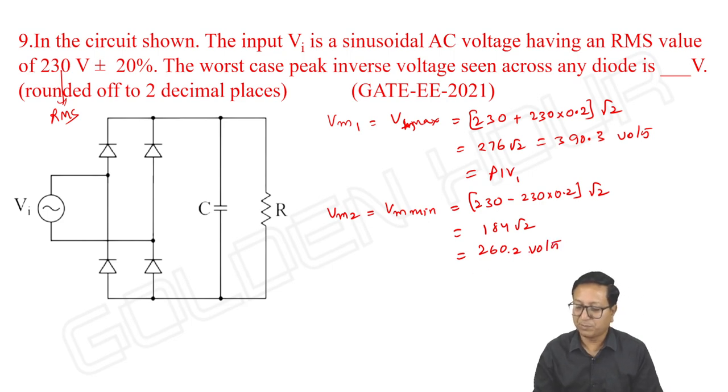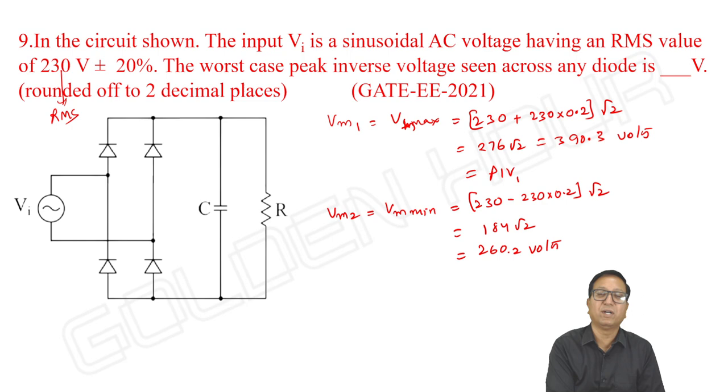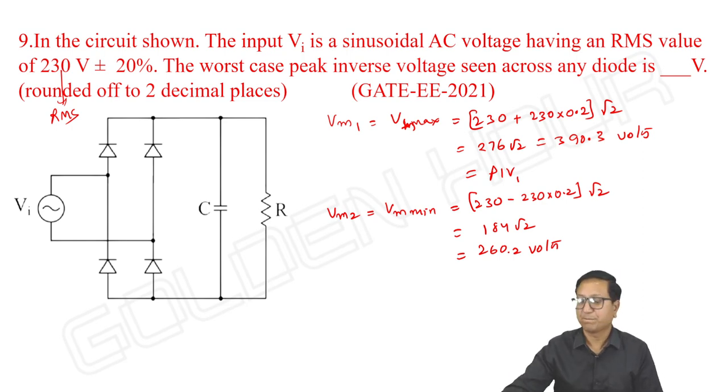So this is another possible value, up to 2 decimal places. Anyway, 390.3 or 260.2, anything we can take. That's it. Because the worst case peak inverse voltage is seen across the diode. As it is given plus or minus, we can look at these two values.